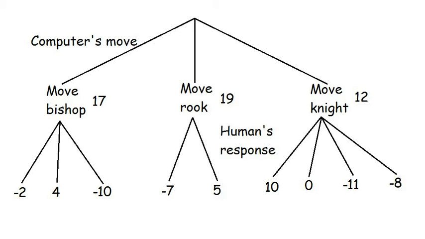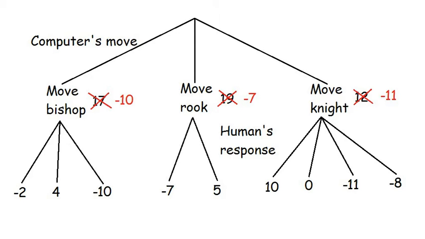But hold on there. Don't forget that the human player, playing black, then responds to that move. Again, we'll assume that the human is very restricted in his moves and can only move as shown, producing the scores shown. The human player will try to minimise the overall board score, as lower scores favour black. If the computer moves the bishop, the human will respond with a move that gives a board score of minus 10. If the computer moves the rook, the human responds with a move that gives a board score of minus 7. If the computer moves the knight, the human responds with a move that gives a board score of minus 11. This rewrites the situation completely.